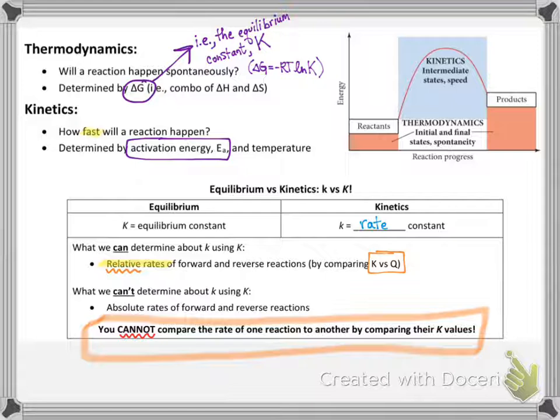This is a constant source of AP trickery, so be on the lookout for this. They'll try to trick you into drawing a conclusion about the speed of a reaction by using the equilibrium constants, but you can't do it.